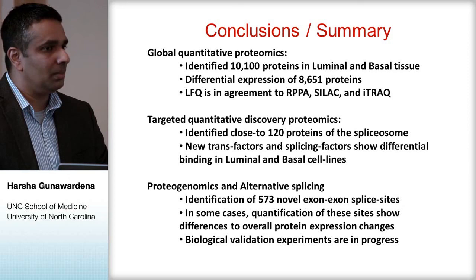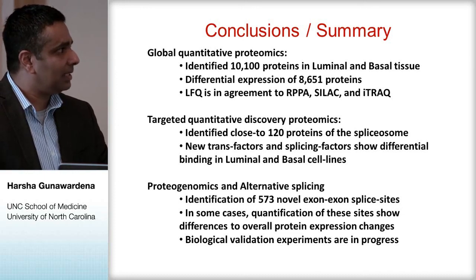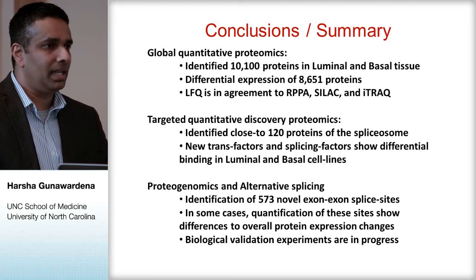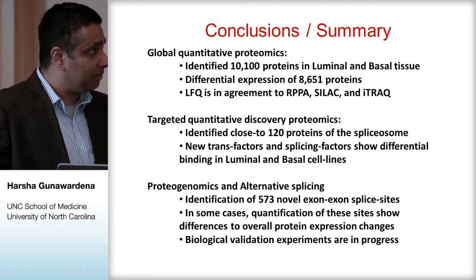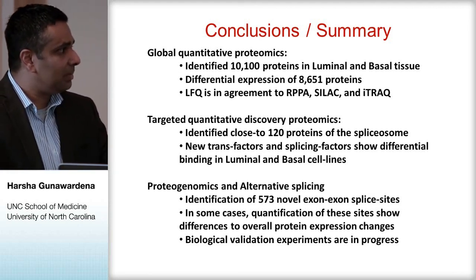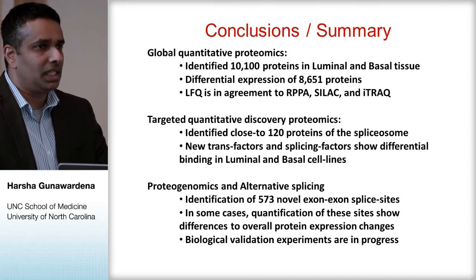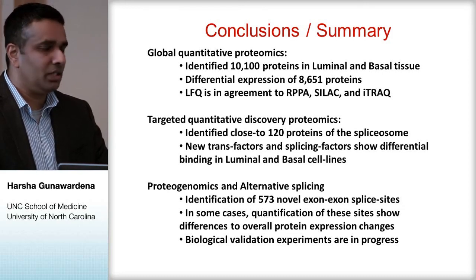The targeted quantitative discovery proteomics experiments looking at the spliceosome, we've been able to achieve a large number of spliceosomal components, about 120 of the 150 or so annotated proteins. New trans factors and splicing factors have been shown to be differentially expressed between normal and breast cancer, and also between the breast cancer subtypes. Our proteogenomic experiments have identified over 550 novel exon-exon junctions. In some cases, we are able to do the quantification, and currently we are doing validation experiments and also verification experiments by using spiking standards.